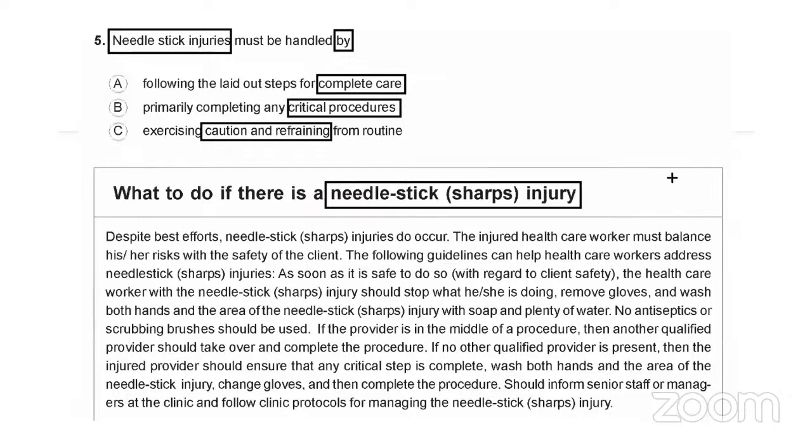See here, following steps, guidelines. Address means handle, manage. Can help means must be handled. Can, must.